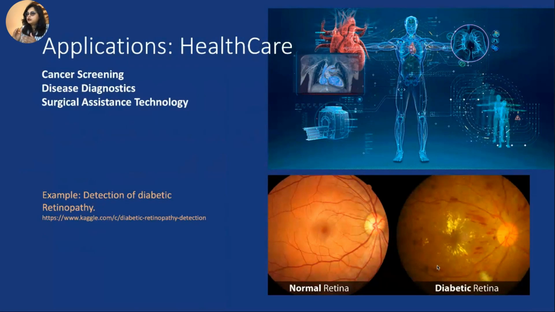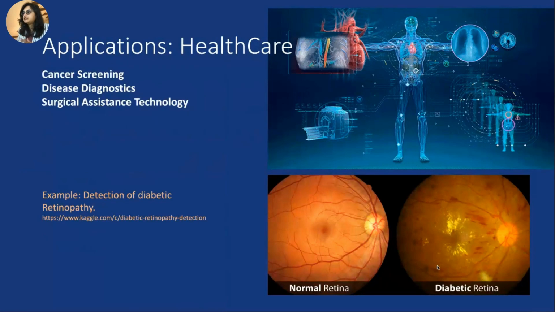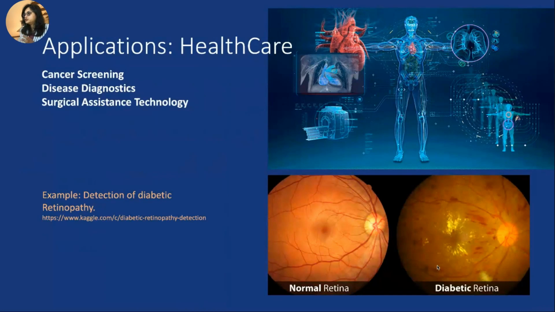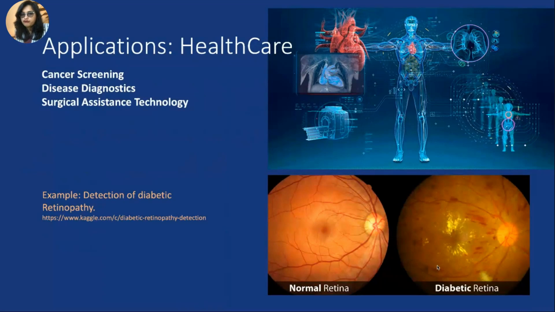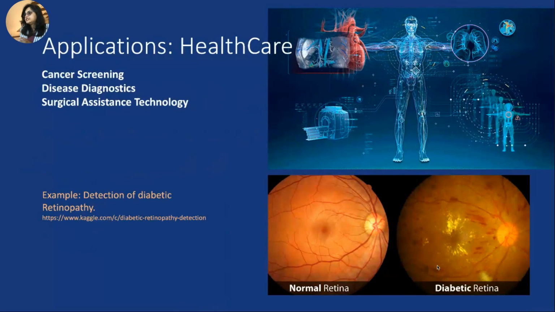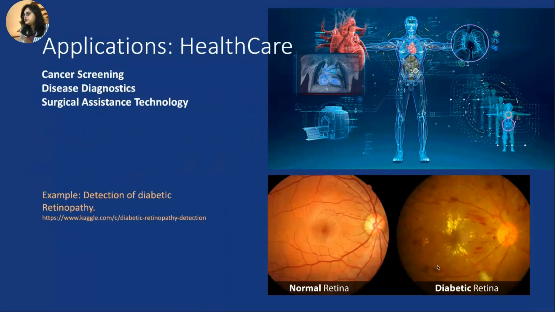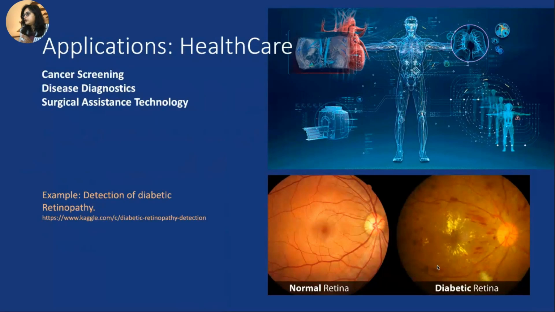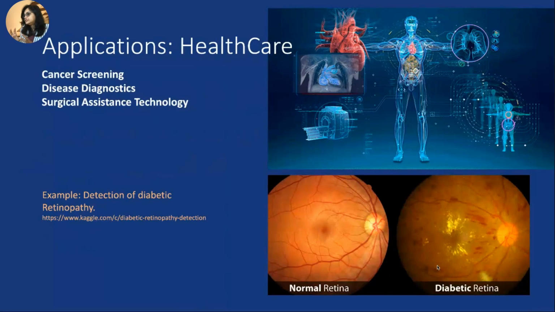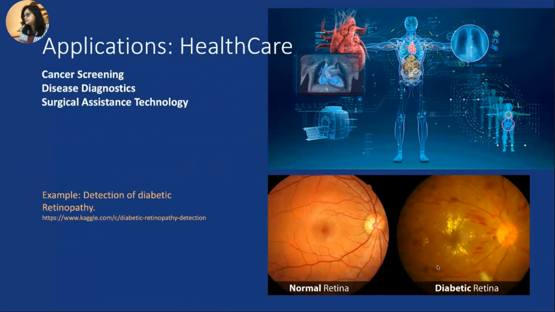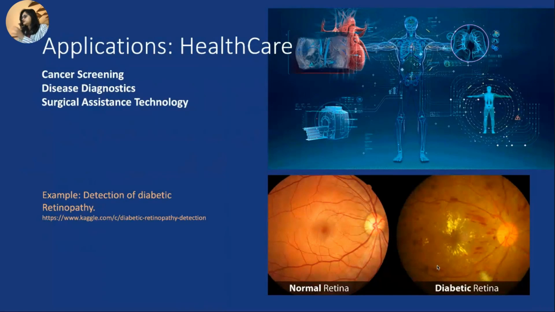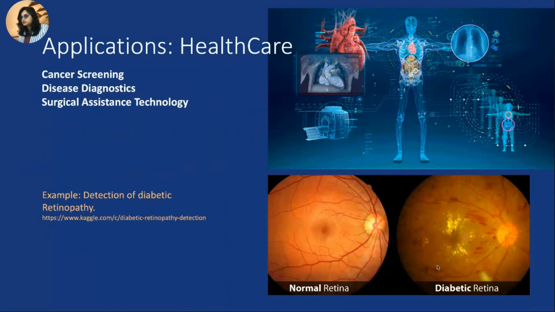I also wanted to go through a specific case where computer vision can be used effectively. I've taken this example from Kaggle. This is detecting diabetic retinopathy. Diabetic retinopathy happens when some lesions happen in the retina. In this image, you see the normal, healthy retina looks like this, and then the diabetic retina actually looks different, and there are spots on it.